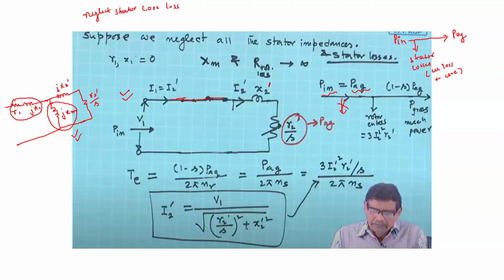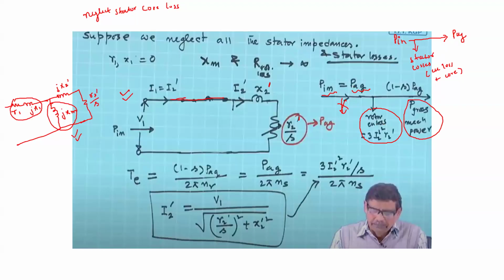Okay. Now from the air gap power, because rotor copper losses are still there, since we have not neglected the rotor parameters, we have neglected only the stator parameters. So what is happening from the air gap power? If you take out the rotor copper losses, you are left with the gross mechanical power. This air gap power to gross mechanical power part remains the same.